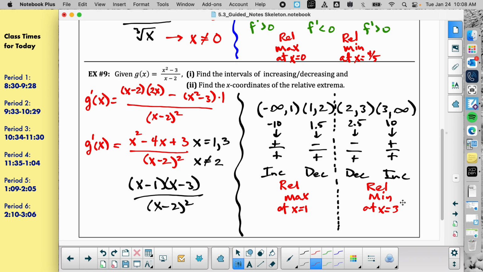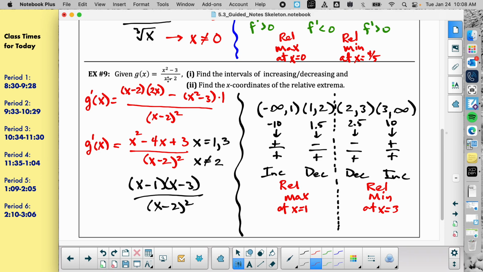I'm trying to picture what this looks like in my head. It's kind of like a weird distorted upside down parabola on the left of the asymptote, and then a weird distorted parabola on the right. This is probably a hyperbola, like a V-looking one. It's probably got a slant asymptote. Oh yeah, it definitely does. This will have a slant asymptote of x.